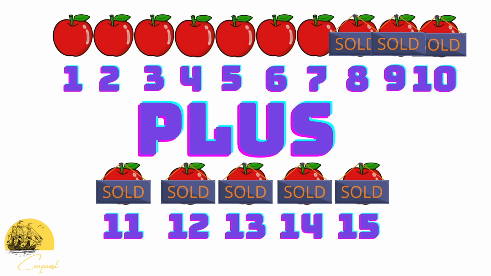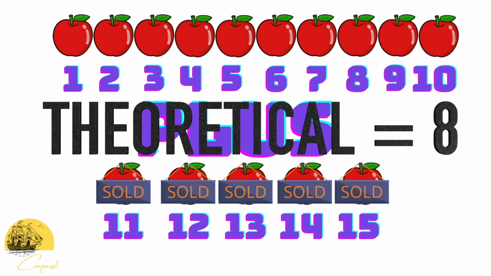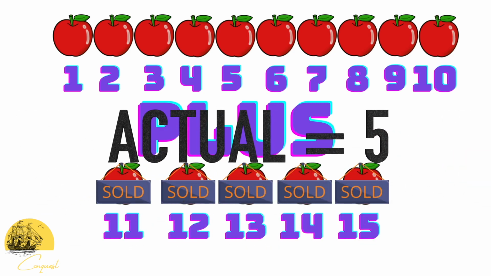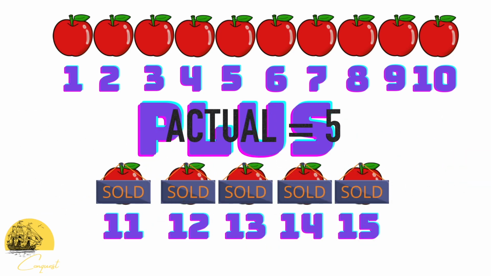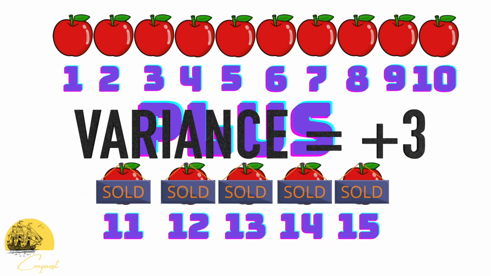But let's say that this time we count our inventory and we have 10 on the shelf. 8 is going to be our theoretical because that is the amount of apples that should be missing from our inventory. But because we have 10 on the shelves, our actual is only going to be 5 apples because we're only missing 5 apples. So that's actually going to give us a gain of 3.